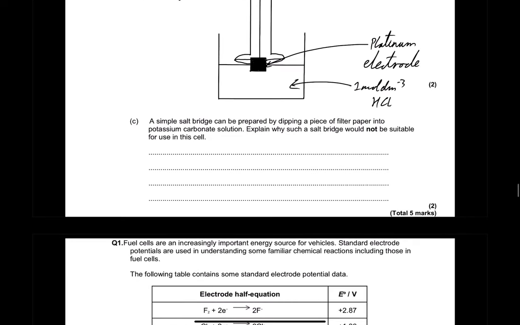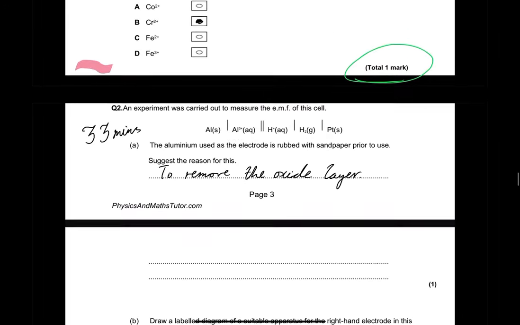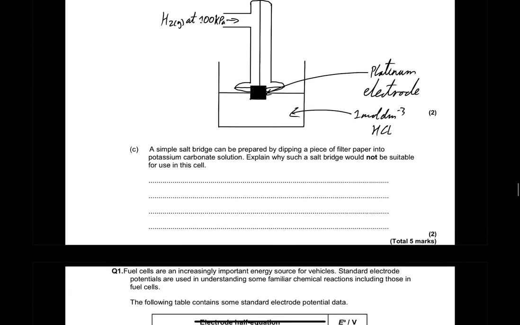A simple salt bridge can be prepared by dipping a piece of filter paper into a potassium carbonate solution. Explain why such a salt bridge would not be suitable for this use. Because you have aluminium ion in it and you have carbonate ion.